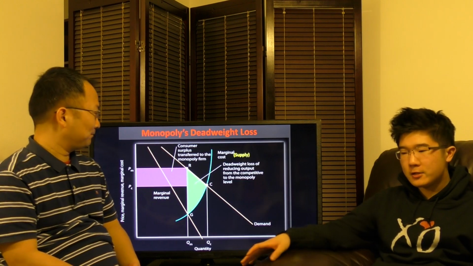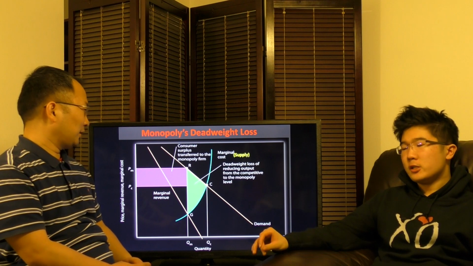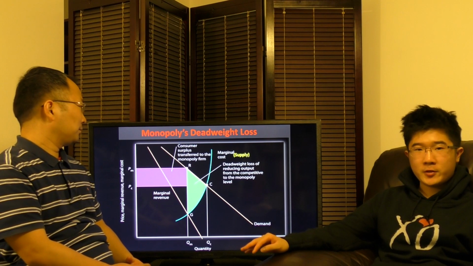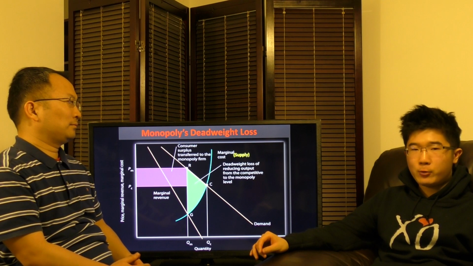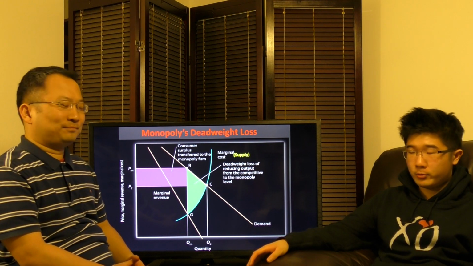So in the last videos we concluded that monopolies are not socially optimal, they're inefficient. What does that exactly mean? Inefficiency in economics is usually measured by deadweight loss, or loss of total surplus in the market. Total surplus is consumer and producer surplus combined.